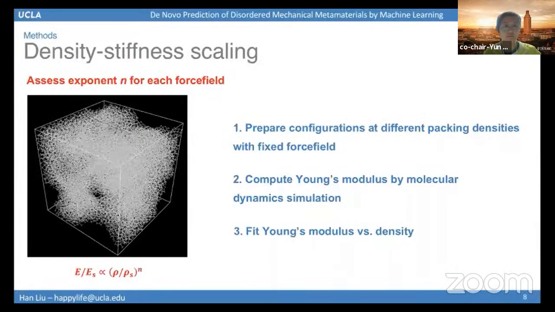For each force field, I prepare a series of disordered structures at different packing densities and assess the density stiffness scaling coefficient n for the force field. The Young's modulus of each configuration is computed by molecular dynamics simulations, and I fit all pairs of Young's modulus and density for the series of configurations to obtain the exponent n for the force field.